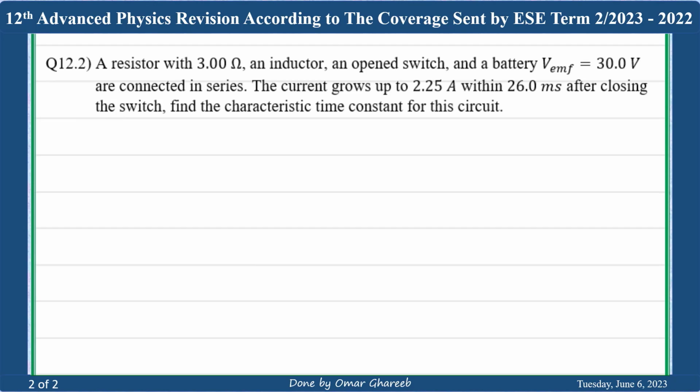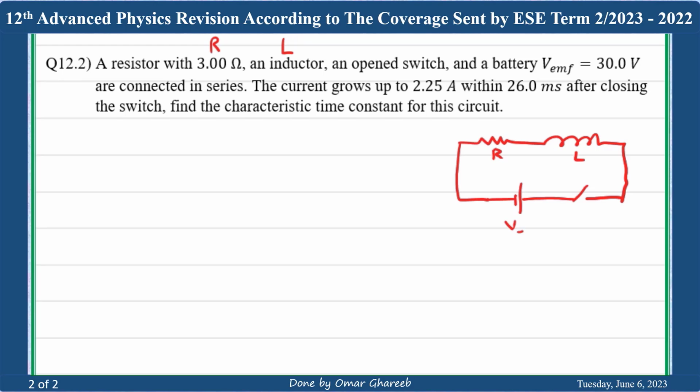Now for the second question: a resistance of 3 ohms, this is R, an inductor L, an open switch, and a battery of VEMF, this is the VEMF, are connected in series. Let us draw it. The resistance, the inductor, and a switch, and the battery. R, L, VEMF.